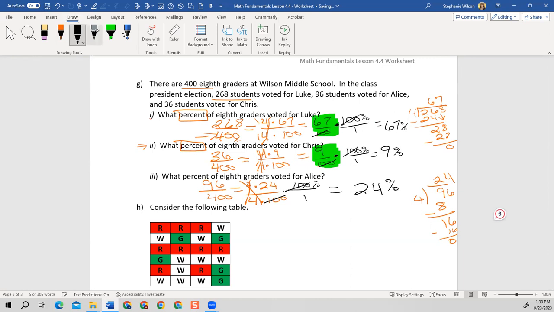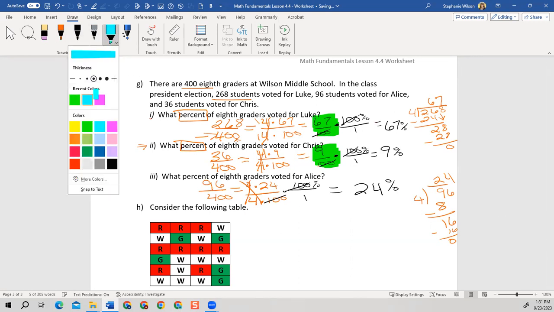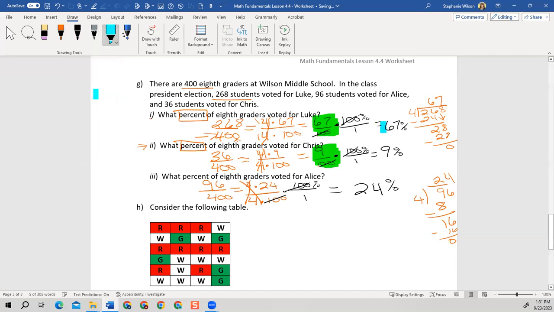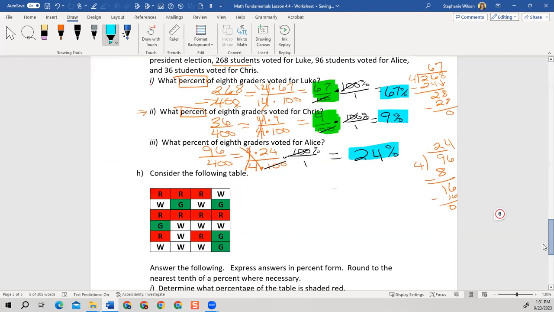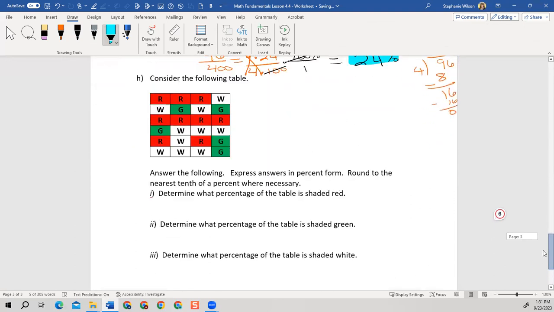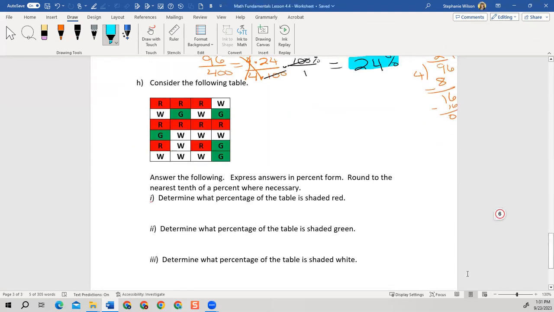So my answer for all of these, let me get my highlighter, the color. Let's change it. Let's go to blue. So my answer is the 67% voted for Luke, 9% voted for Chris, 24% voted for Alice. Okay, we just have one more to go.